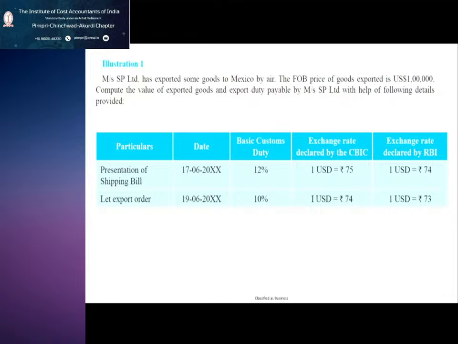It is only to understand the date and which rate we have to consider. So I am in our study material only.